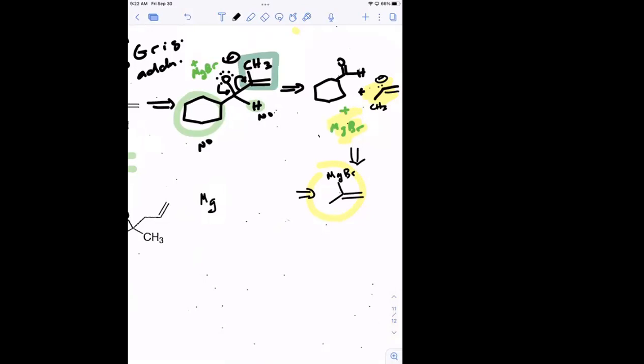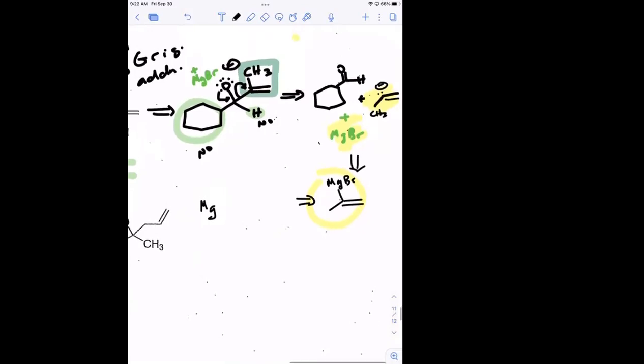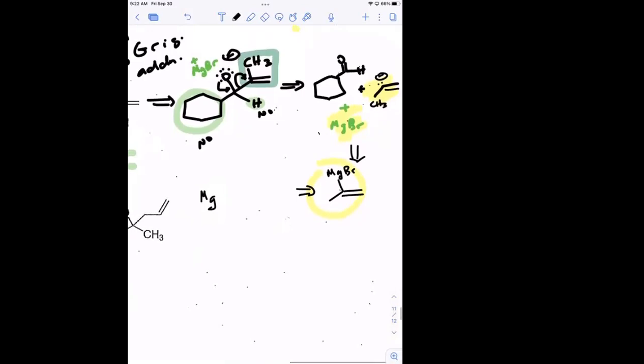So a bromine attached to a carbon, a double bonded carbon. Yeah, it will be attached here, right? Those two things together will give you this, right? Because we've been doing that the whole time.